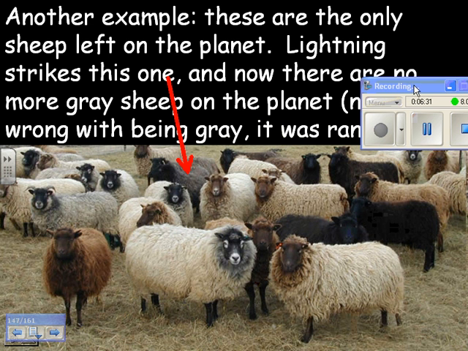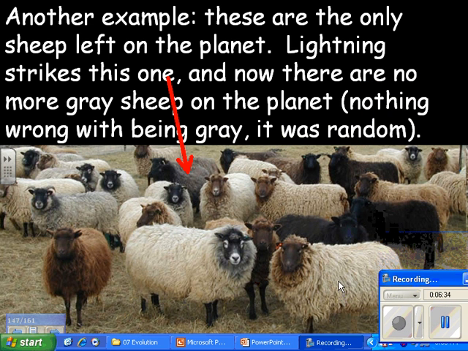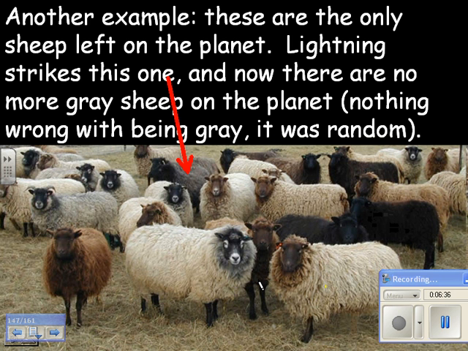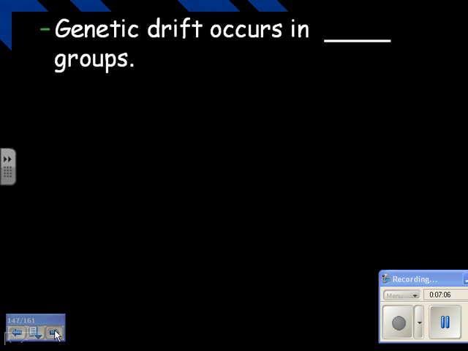Here's another example. These are the only sheep left on the planet. What a bummer, huh? That's so sad. Anyway, there are all these different sheep, and some are brown, and some are whitish, and some are kind of coffee colored, and some are darker brown. This one's gray. Let's say this one gets hit by lightning just by random chance. It's not that gray makes you more likely to get hit by lightning. It was just a random event. Because this population is so tiny, there happens to be no other gray ones. And so when that dies, there's no gray alleles, and it's eliminated from the population. So it's just random chance.